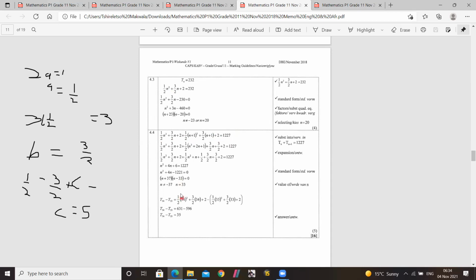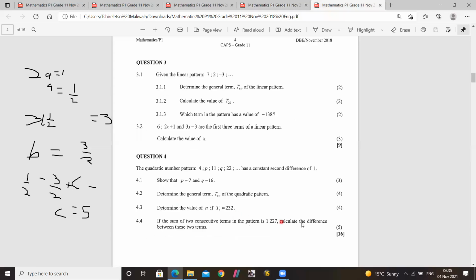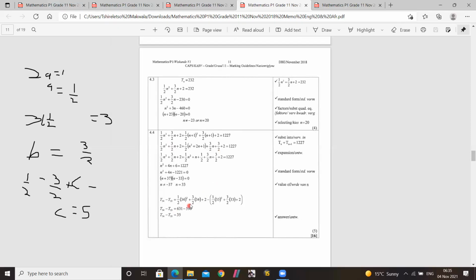After using this, you're going to calculate what n is. The n is the term. So you know that n here means term 33. What is the consecutive term next to 33? It's 34. What did the question say? It says calculate the difference between these two terms. So you're going to say term 34 minus term 33, and just substitute those terms into the equation. That's where they got this 34 and this 33. Then they subtract, and they got the answer.